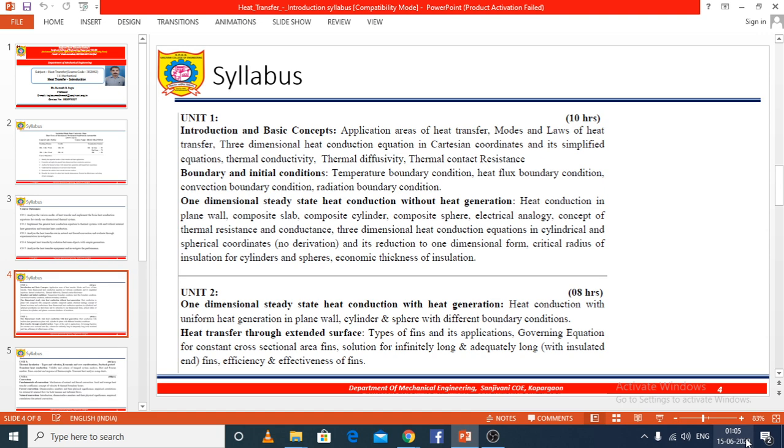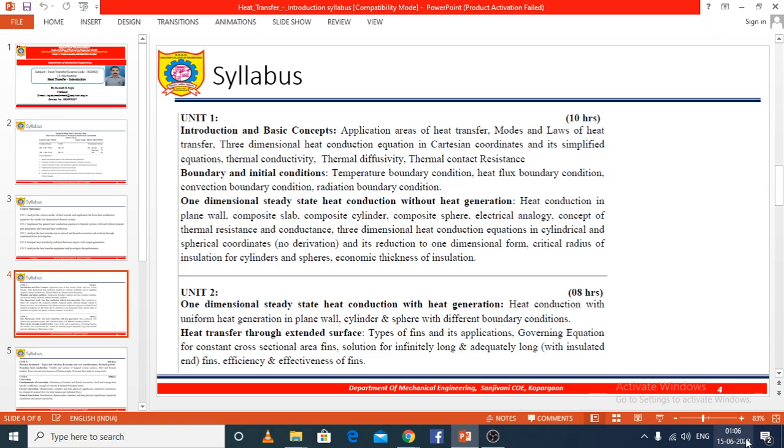What will be the content of the subject heat transfer? We'll discuss here unit wise. There are six units. Unit 1 is classified into three parts. First is introduction and basic concepts. Second is boundary and initial conditions. Third is one-dimensional steady-state heat conduction without heat generation.